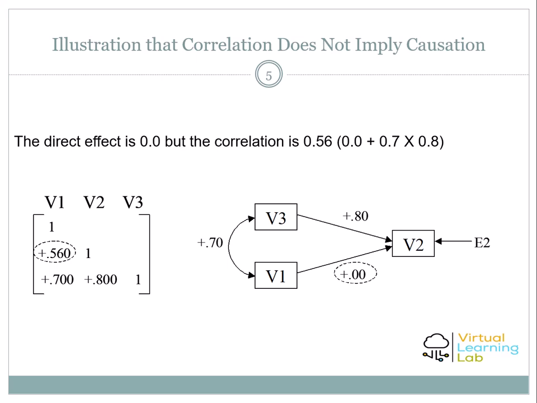So V3 is a confounder and provides a backdoor path for a relationship between V1 and V2, because the relationship can go through this double-headed arrow and through this arrow here, which results in a correlation of 0.56. Here it is just the product of 0.7 and 0.8. So this demonstrates that you cannot infer causality from a correlation matrix.